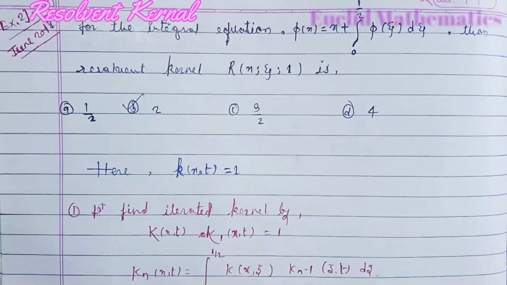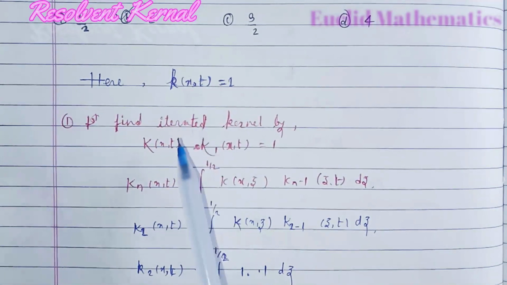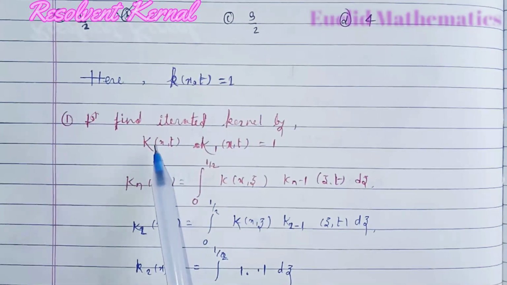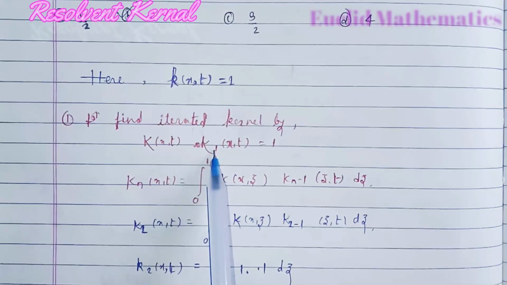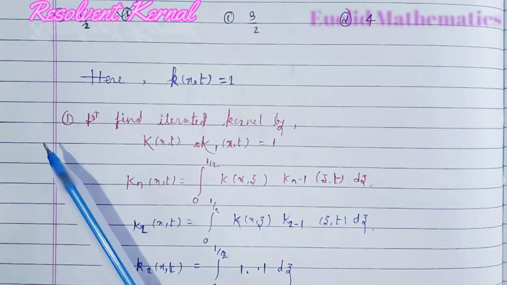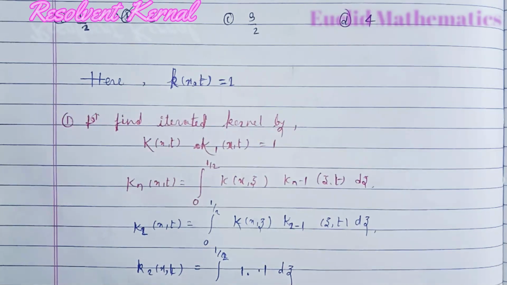Okay, now let's find the solution for this example. As we can see, for finding K(x,t), we use the method of iterated kernels. K(x,t) is equal to K1(x,t). First of all, we have to find the iterated kernel. Once we get the iterated kernel, then we move on to the resolvent kernel, because we need the iterated kernel in the resolvent kernel.